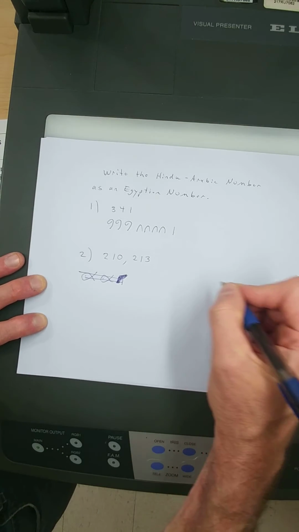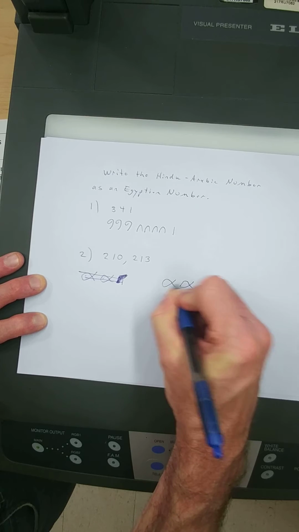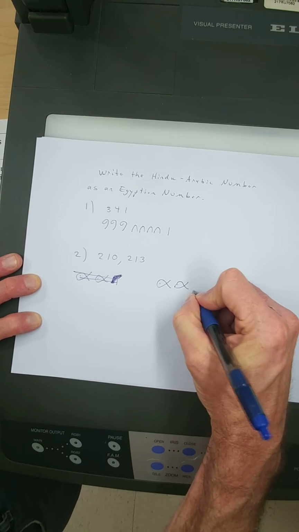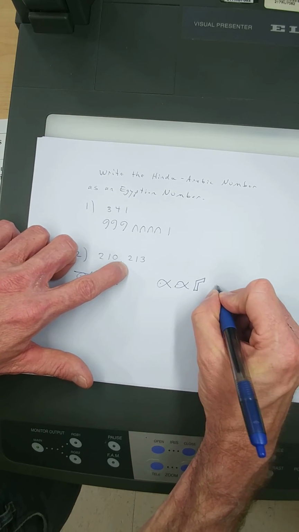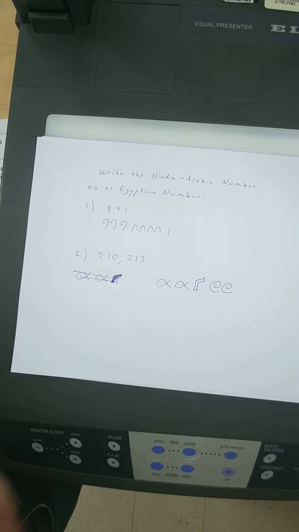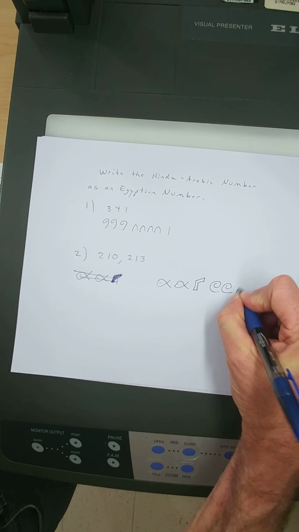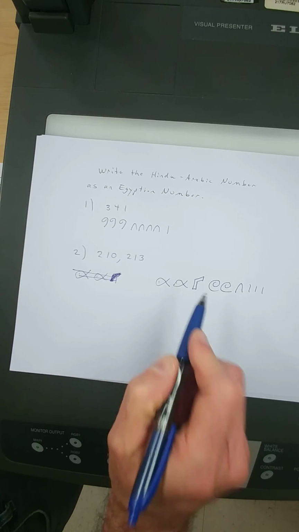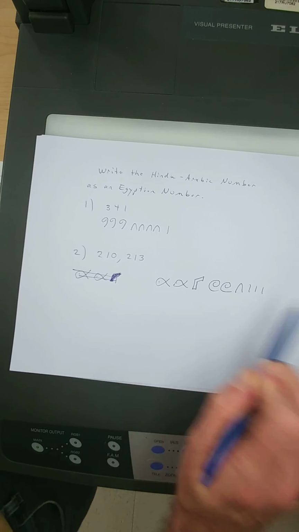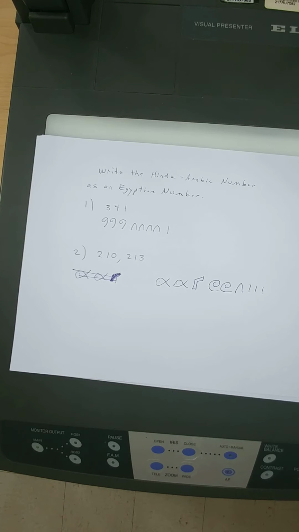Actually, let me write that over here. That is kind of hard to read. I'll start. So we got 2 fish. I think I have enough room. And then we have the pointing finger. Then we will have 200. So we do have 2 coils of rope. I know I've been inconsistent with the direction. I don't think that really matters. It's just, make the symbol. So I'm not worried about that. And then heel bone is 10, and 3 would be 3 strikes. So you have fish, fish, pointing finger, coil of rope, heel bone, and then 3 strikes. And that would represent 210,213.